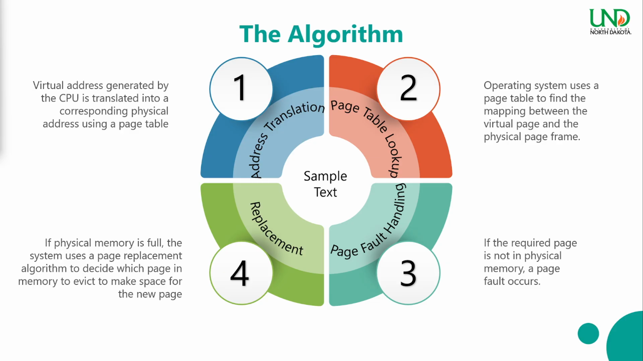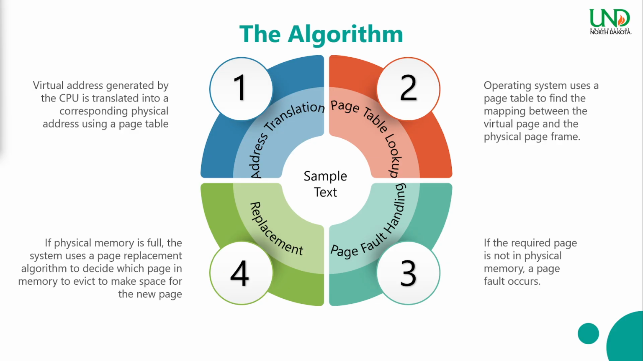The operating system then uses the page table to determine the mapping between the virtual page and the physical page frame. Think of this as a directory lookup. It tells the system where the requested data is stored. If the requested page is not currently in physical memory, a page fault occurs. This triggers the system to retrieve the required page from the secondary storage, such as the hard drive or SSD, and then load it into the RAM.